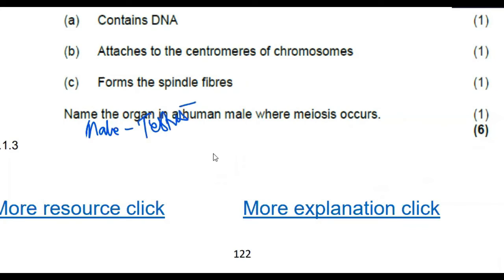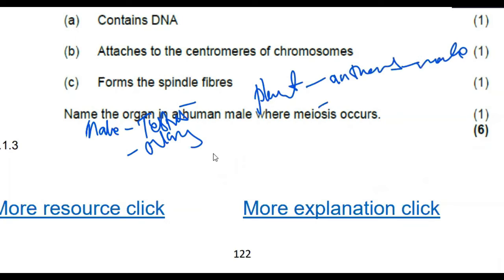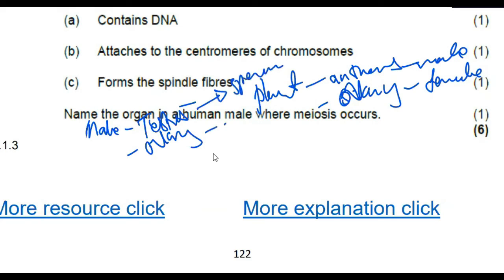While in female, it occurs in the ovary. In plants, it occurs in the anthers, that is male, and then the stigma and ovary in female. So here they produce sperms, they produce ovum or ova. Here they produce pollen grain, while here they produce ovules. Yes. So basically that's a simple illustration of meiosis occurring in plants and also in animals.